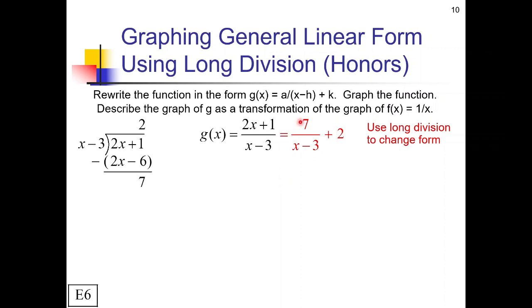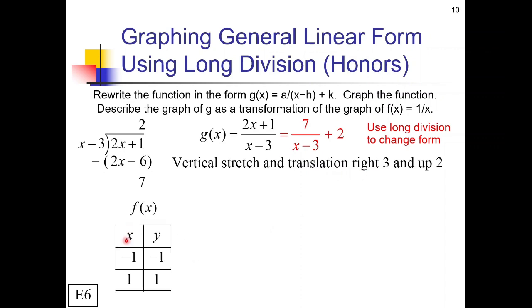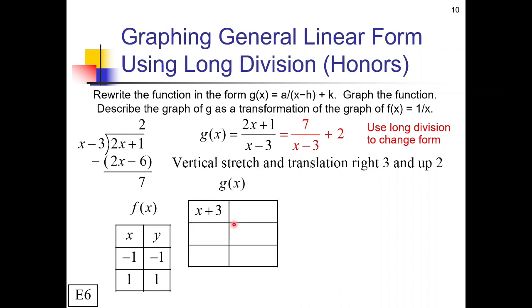The 7 up here gives us a vertical stretch, and the minus 3 and the plus 2 gives us a shift 3 to the right and 2 up. So we've got our parent table, negative 1, and 1, 1. And now the g function, we're going to have for the new x rule, we're going right 3, so x plus 3. For the y rule, we're multiplying by 7 and then adding 2, so 7y plus 2.